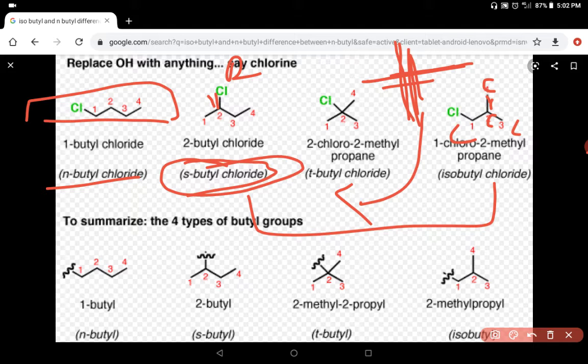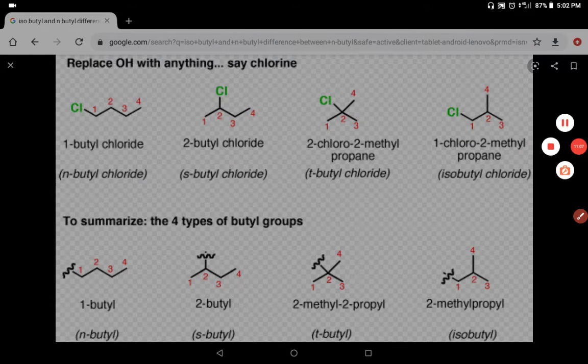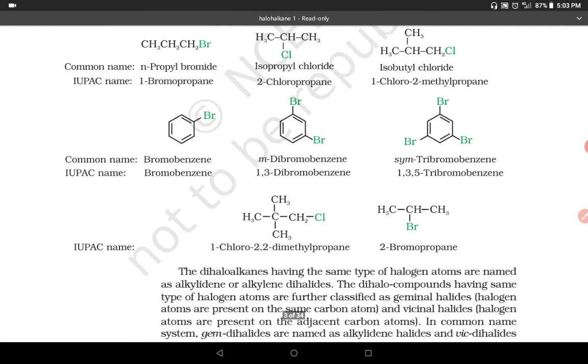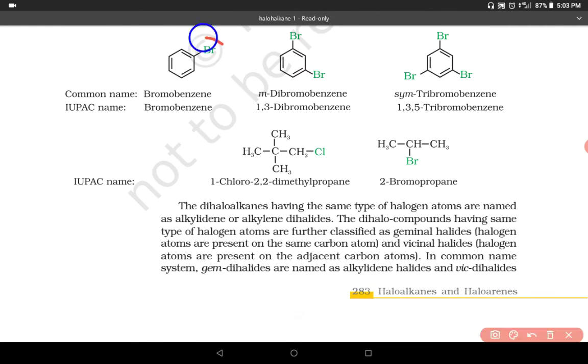You may find the difference here. Okay, let us continue. Here bromo is attached to the benzene, so it is called bromobenzene. No difference at all. Actually, I said that the common name and IUPAC name are the same for aryl halides. Okay, next, here ortho position, meta position. So m-dibromobenzene. Here this is ortho position, meta position. This is also meta position, right?